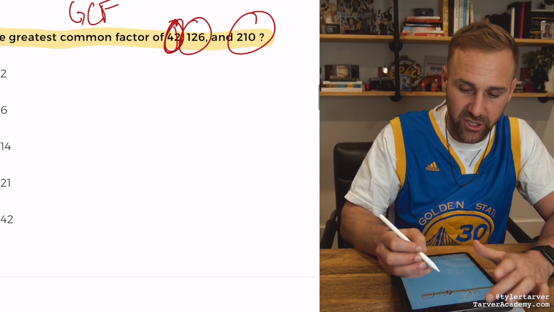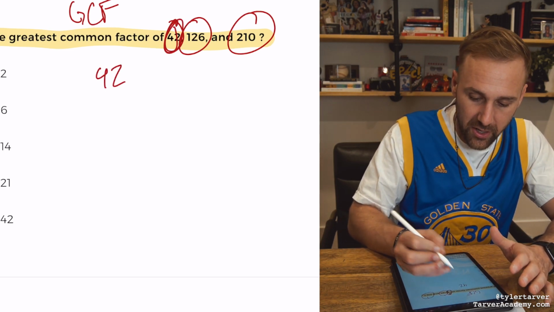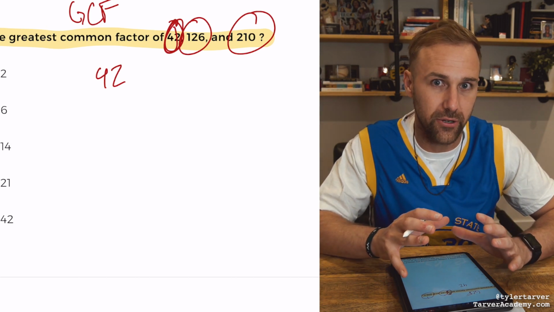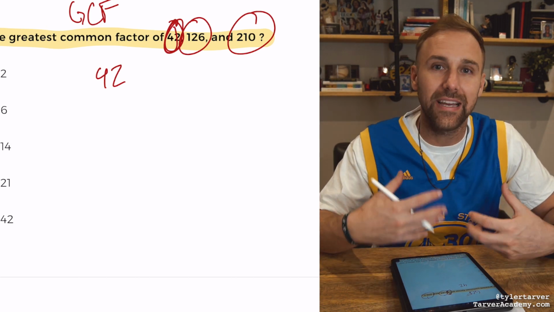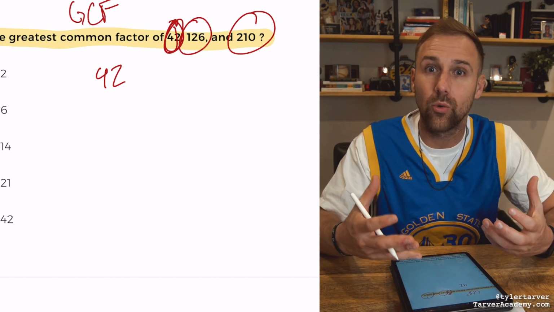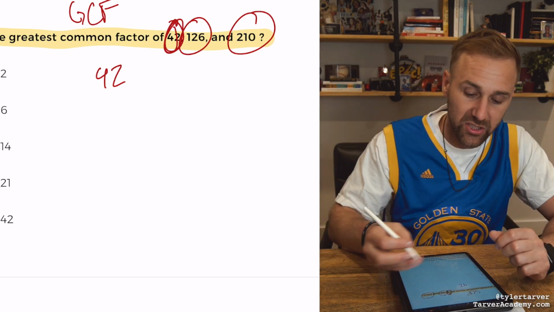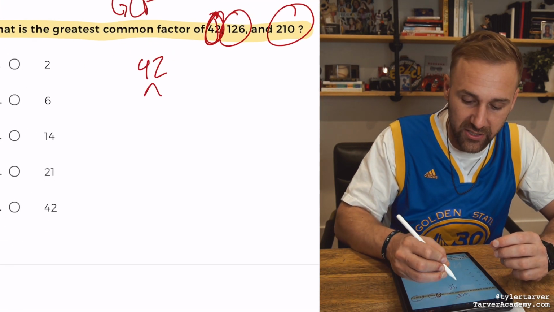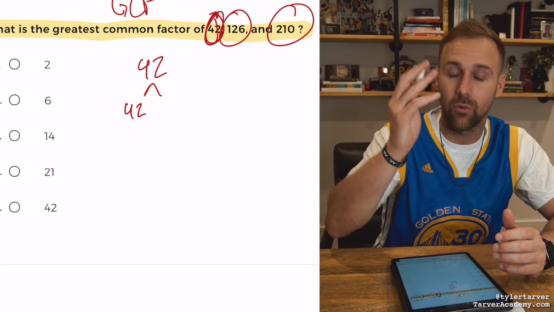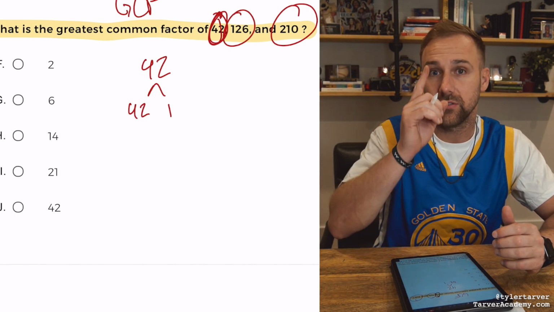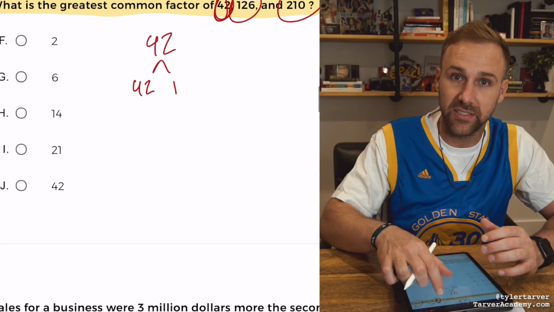Take the smallest number, which is 42. I wanna find every factor of 42. That means anything that can multiply times something else or itself and equal that number. Let's start with the easiest one, 42 times 1. 42 is a factor of 42, and so is 1.